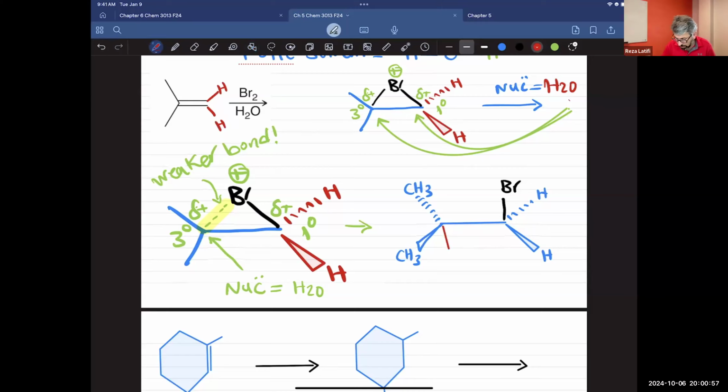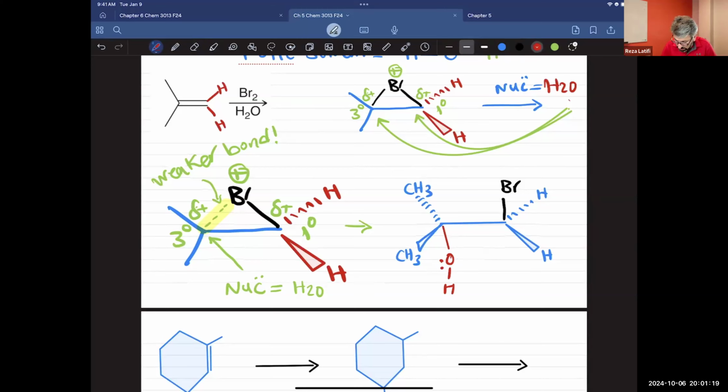This is going to be water, and it has a positive charge. And of course, the solvent is going to take one of these hydrogens, and at the end, it will turn this one to OH. So we will have OH attached to the carbon that has more substituents.